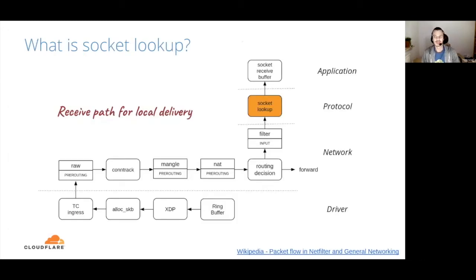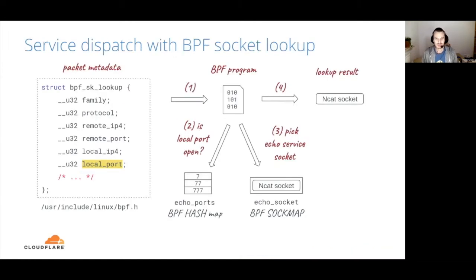So now we're going to program the socket lookup. What is socket lookup? Well, it is a stage of the receive path in the network stack where the L4 protocol searches for a socket to accept an incoming packet. We'll attach a BPF program to the socket lookup. That program will examine an incoming packet metadata and check if the packet is destined to one of the echo service ports. If so, it will dispatch it to the echo server socket.